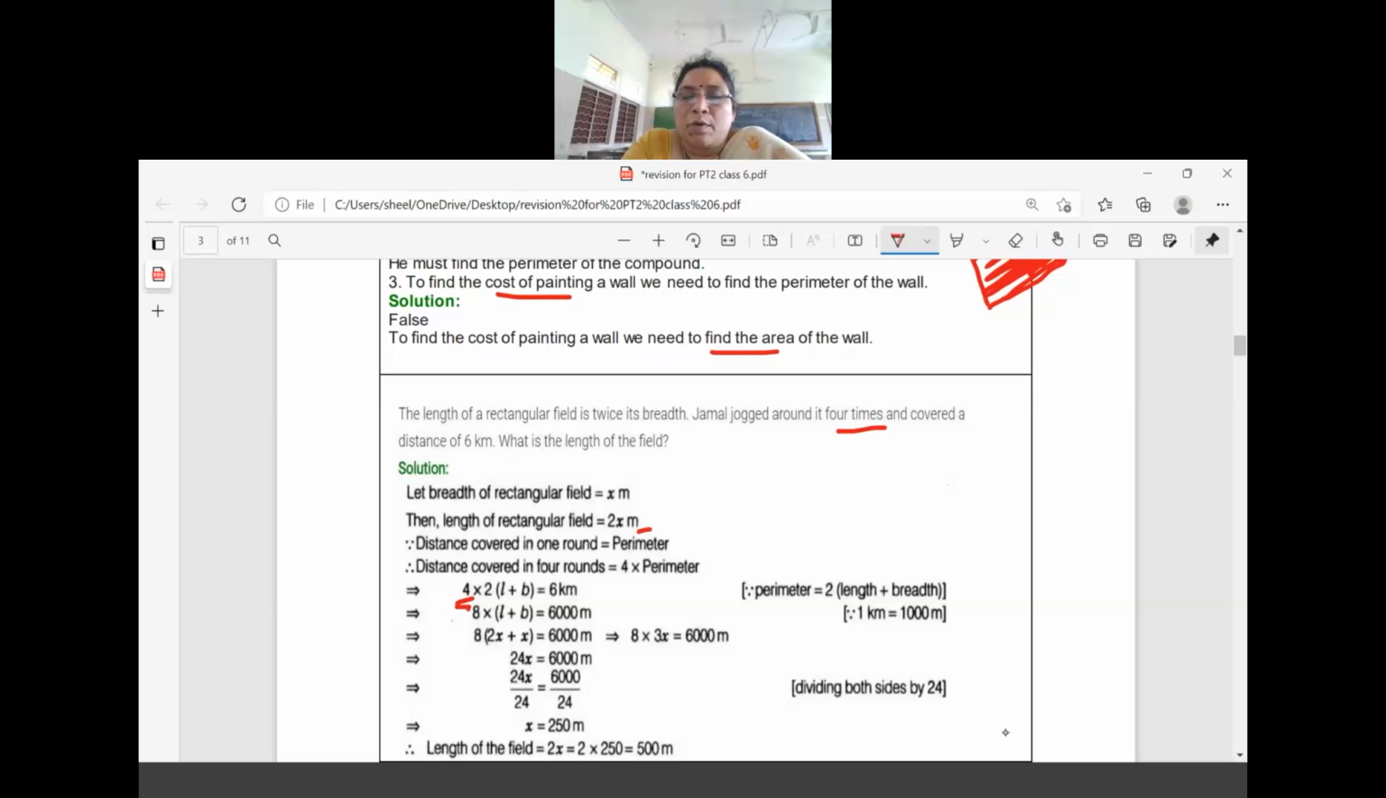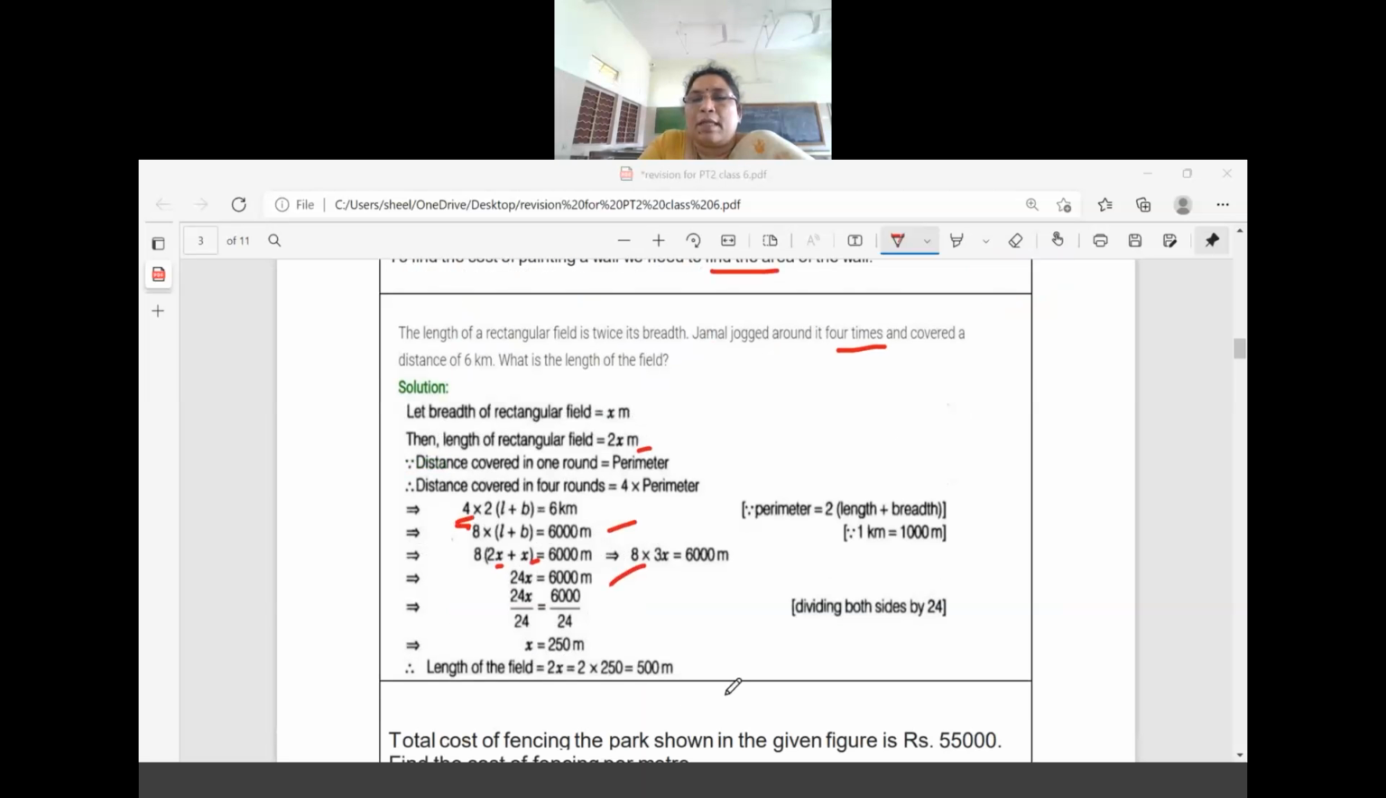Now 4 into 2, 8, we can do. 8 into L plus B equal to 6,000 meters. But length and breadth are connected. How are they connected? Length is equal to twice the breadth only. So L is equal to 2x. So we are substituting 2x and x. 2x and x, what is the answer? It is 3x only. Now 8 should be multiplied with 3x, it is 24x. That is equal to 6,000 meters. Now what is the next one? We can calculate x only. Once you get the x, we can calculate the length only.